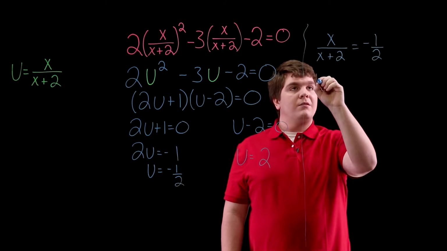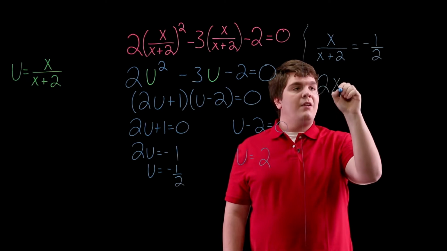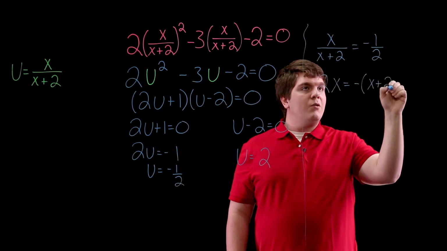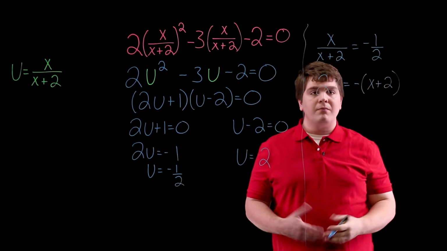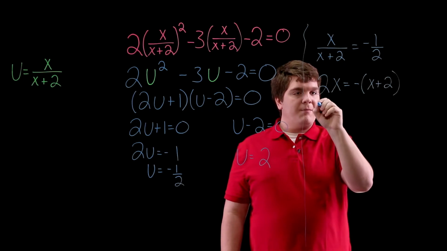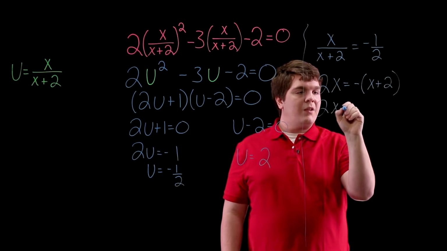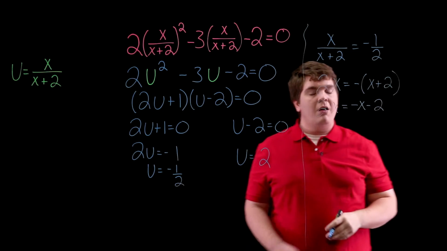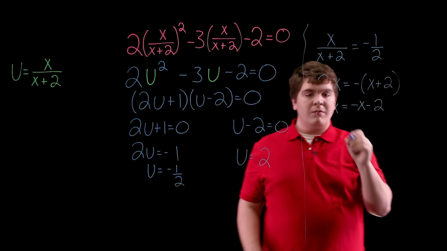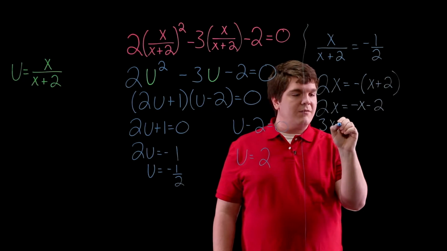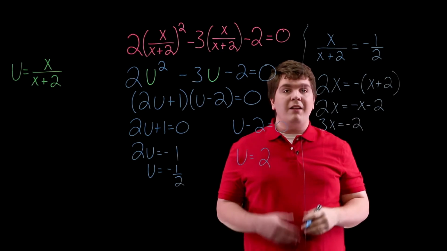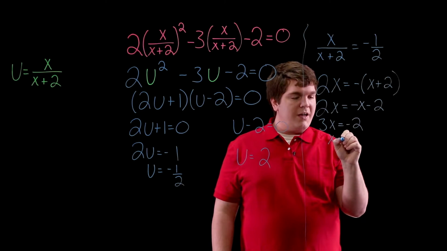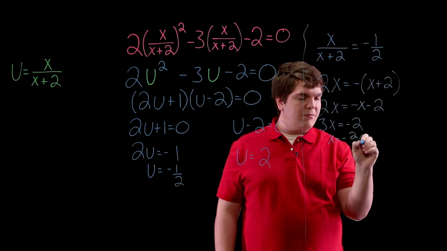Cross multiplying tells us that we have 2x is equal to negative 1 times x plus 2, or just negative x plus 2. Now we'll distribute the negative sign, leaving us with 2x equals negative x minus 2. We can add x to each side of the equation, leaving us with 3x equals negative 2. And finally, we can divide each side by 3, leaving us with x equals negative 2/3.